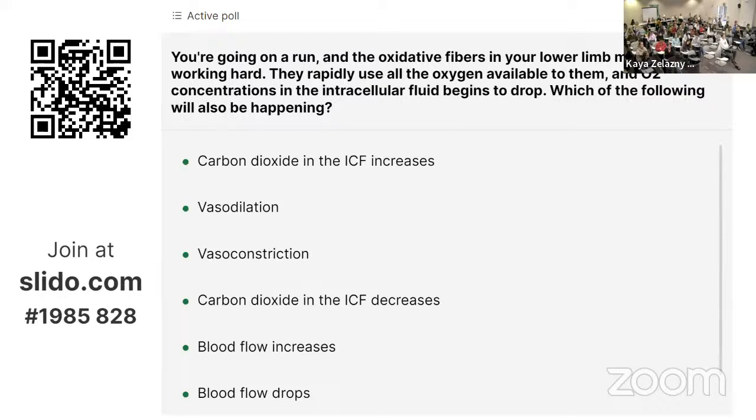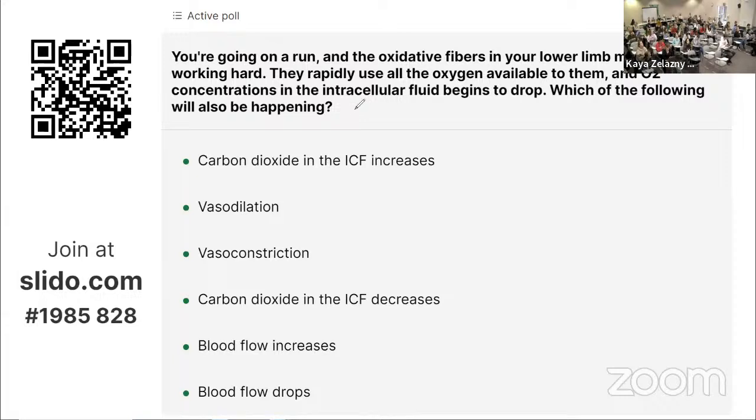Okay, so next, I want you to predict what are some things that are happening all at once here. So we're going to imagine that we're on a run, and the tissue that we're talking about is some oxidative fibers in your lower limb. We know that those muscles produce ATP through oxidative phosphorylation, so they're rapidly using up oxygen. And in this case, we're starting to get, I should have written extracellular. Well, it would be both intra and extracellular in this case, but we're going to go with extracellular fluid. I say it would be both because they're at equilibrium. So the extracellular fluid is beginning to drop.